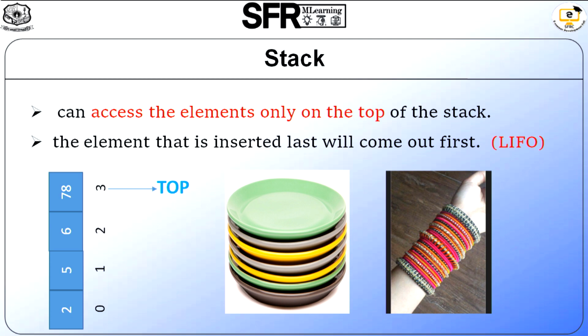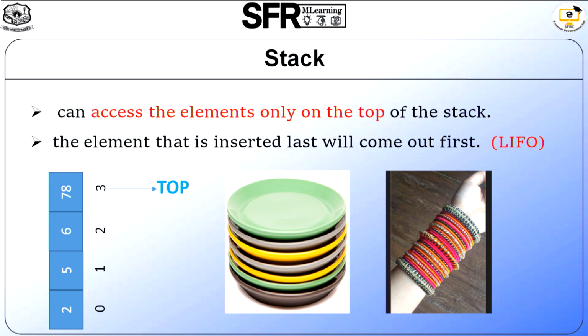So I have given some example diagrams. So one is the stack of plates. If you want to access the plate, then you can only get the topmost plate. You can't get the plate from the base side, right? Like that, a handful of bangles. So just imagine, if you are going to put one by one bangles in your hand, then the last bangle you inserted is the first bangle you can get off from your hand. That's why it's called as last in, first out.